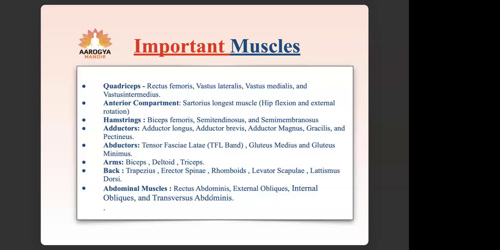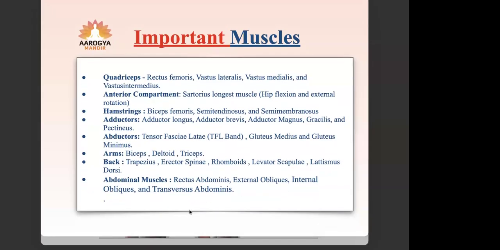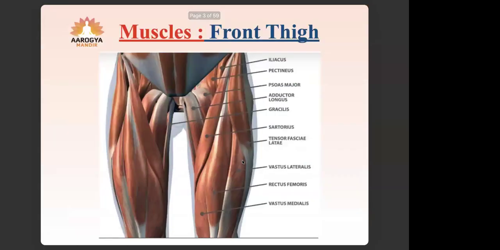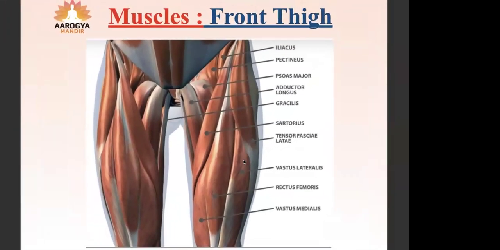And of course, the abdominal muscles, which are four: rectus abdominis, external oblique, internal oblique, and transverse abdominis. So these are the important muscles which you will come across throughout the session. Let's have a visual understanding of these muscles. First, let us watch the important muscles.